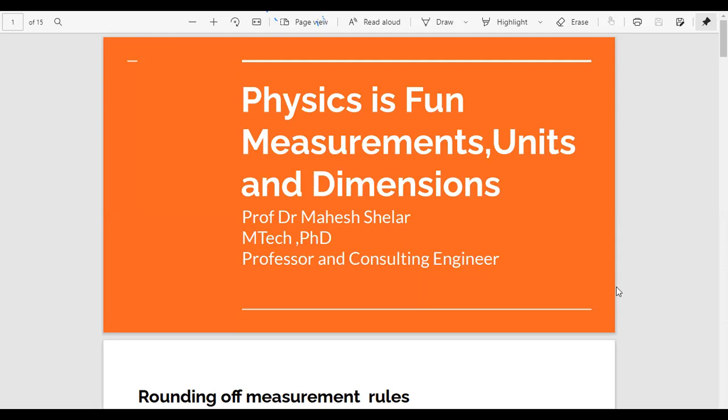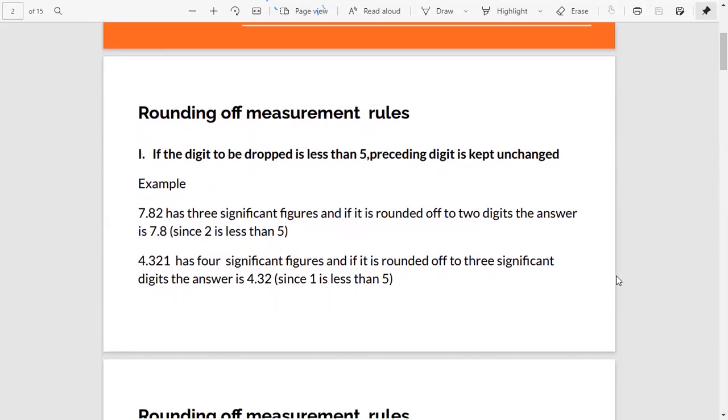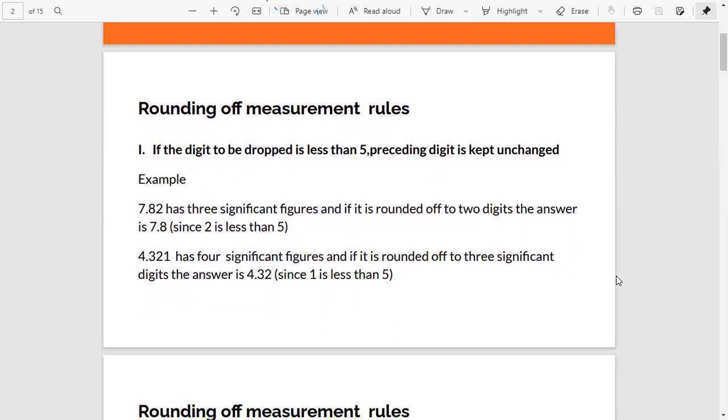In this lecture, I will be discussing what you understand by rounding off and how this rounding off is done, especially when we record measurements. So, we would be discussing what is known as the rounding off rules. Let me go to the first rule in rounding off.